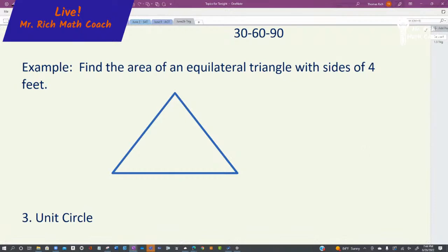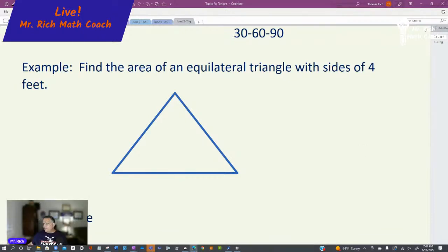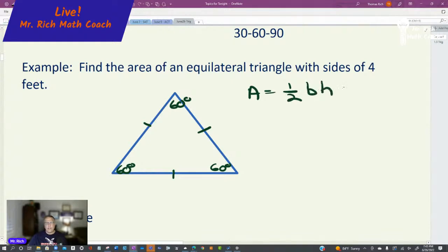So let's take a look at this. Suppose I want to find the area of an equilateral triangle with sides of 4 feet. If it's an equilateral triangle, then of course these three sides are all congruent, and these would all be 60-degree angles. And I want to find the area of this equilateral triangle.